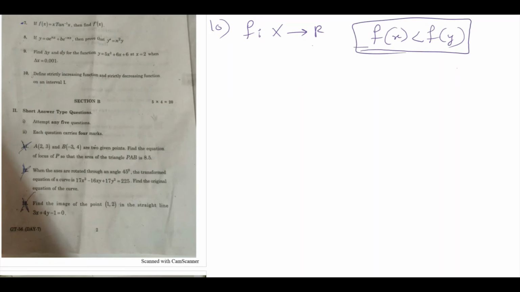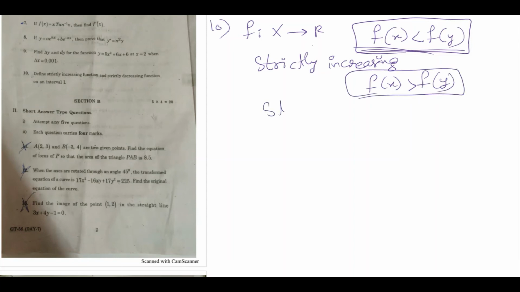Next, 10th question. Define strictly increasing function and strictly decreasing function. A function is said to be strictly increasing if I take a function f mapping from x to R, I can say that this function is strictly increasing if f of x is less than f of y. If this inequality is true for each and every point, then we say that it is a strictly increasing function. And if the inequality f of x is more than f of y for each and every point, then we say that it is strictly decreasing.